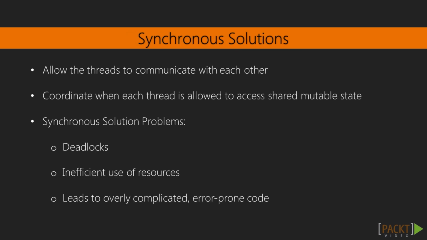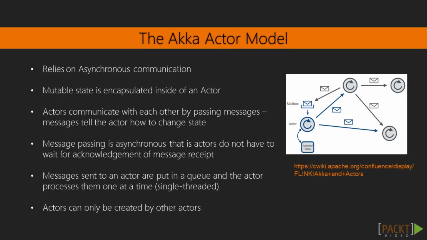One solution to the concurrency problem is to synchronize your threads, meaning have the threads communicate with each other so that each has a designated time to interact with the shared mutable state. However, the synchronous solution brings with it a lot of problems, such as deadlocks, inefficient use of threads, and the corresponding code is generally error-prone and difficult to read. The Akka actor model, on the other hand, is asynchronous.